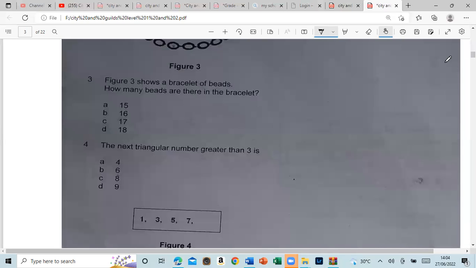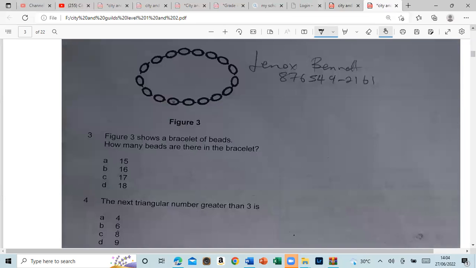So move on to number 3. Figure 3 shows a bracelet of beads. How many beads are on the bracelet? So 1, 2, 3, 4, 5, 6, 7, 8, 9, 10, 11, 12, 13, 14, 15, 16, 17. So let's see.